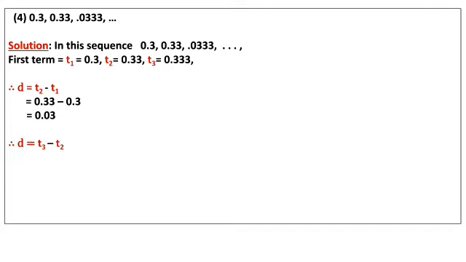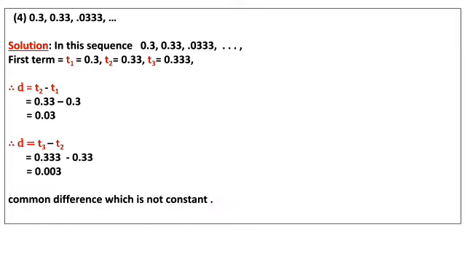Now d equals t3 minus t2. The last one is our t3 only. So the t3 value is given as 0.333 minus t2, which is 0.33. After subtracting we get 0.003. So both the differences are not the same, it's not constant. Therefore this sequence is not an AP. Got it?